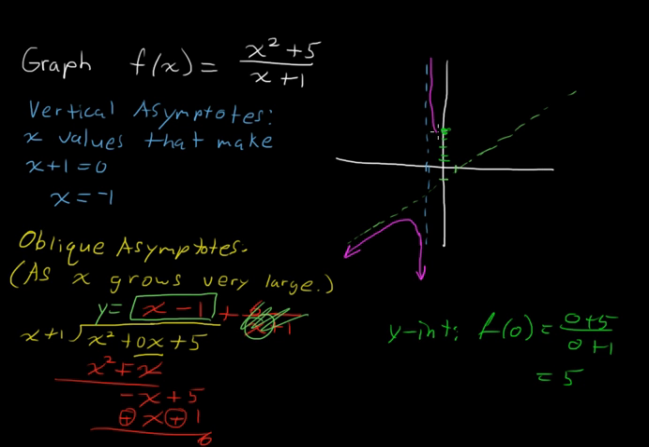And then again, you could certainly plot some points to know exactly how far down this thing goes. But eventually, we do know that it's going to come back up because it's going to follow that oblique asymptote. So that was just a rough sketch of graphing this rational function. I hope that helps.